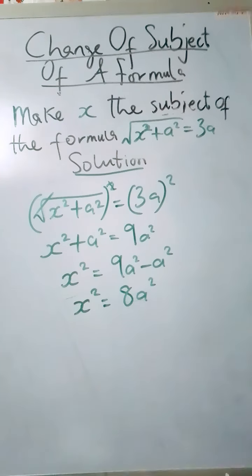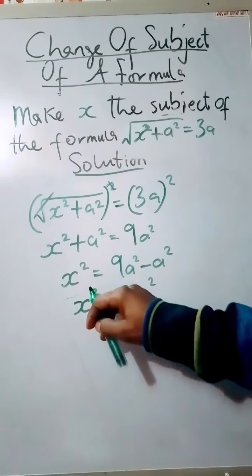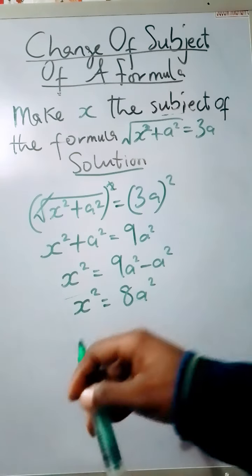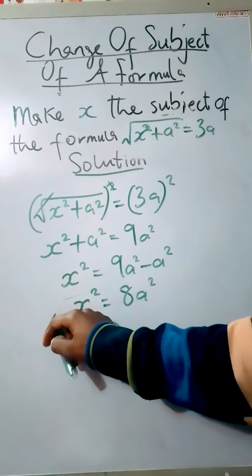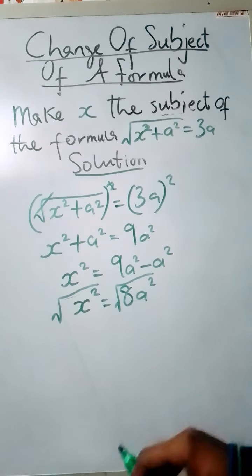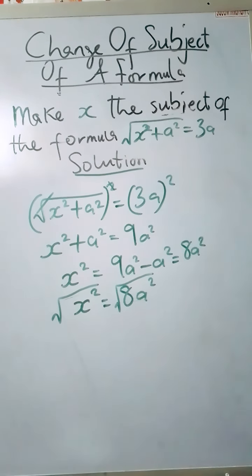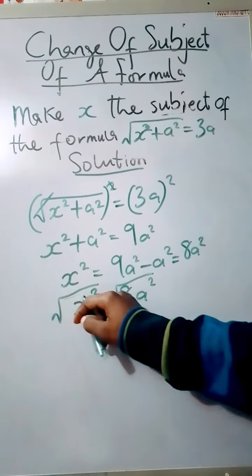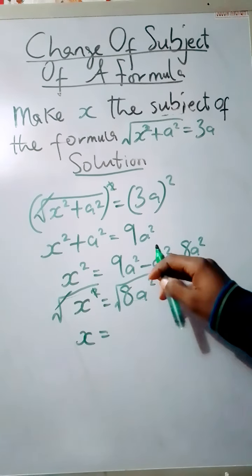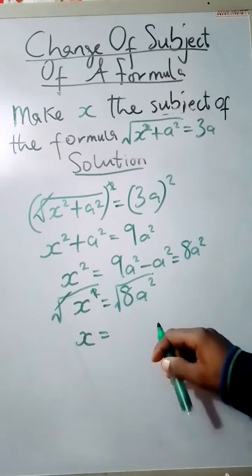8a squared. Now, the next thing you want to do is get rid of the square. And you get that done by taking the square root of both sides. That's the square root of this. Now the square root of x squared leaves you with x. The square root of 8.